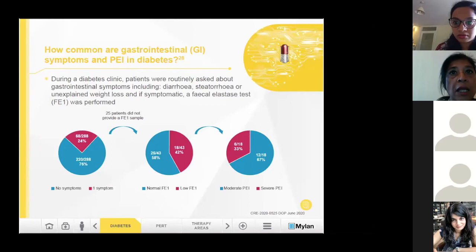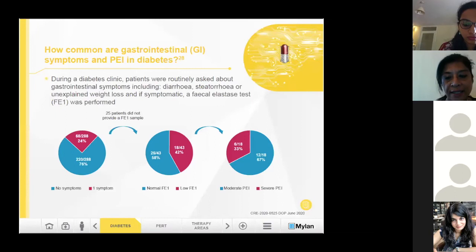So we can see here on the first pie chart, 68 patients out of 288, that is 24 percent, a quarter of them, had one or more GI symptoms. That is almost one in every four patients. In the second pie chart, you can see the fecal elastase test was offered and performed on 68 patients. Now, 25 of those did not provide a sample. Only 43 samples were collected. And out of those samples collected, 25, that's 58% of these patients, had normal results. And 18 patients of the remaining group had low fecal elastase of less than 200, which is defined as PEI.